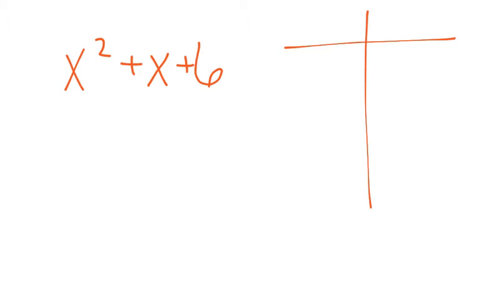There are problems where you're going to dislike me. So we got x squared plus x plus 6. In this one, we're looking for numbers that multiply to be 6 and add to be 1. Again, we've got 3 and 2, 1 and 6, and we know we're only dealing with positives because we have no negatives. So 3 plus 2 is 5, 1 plus 6 is 7.